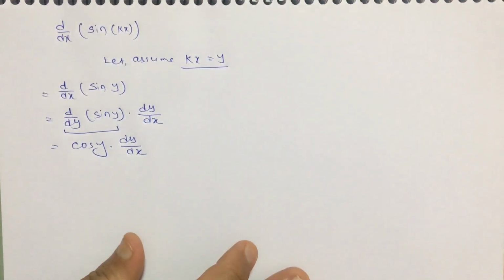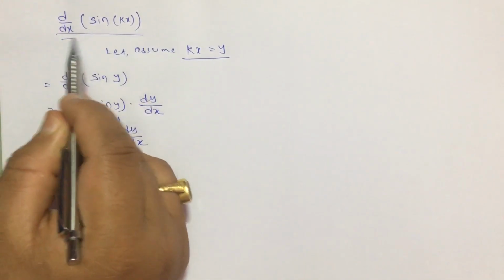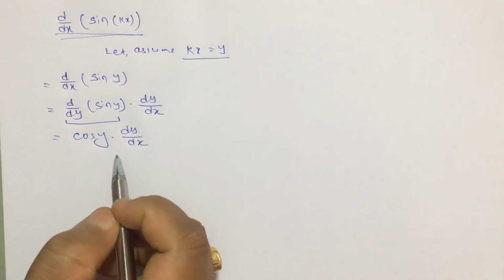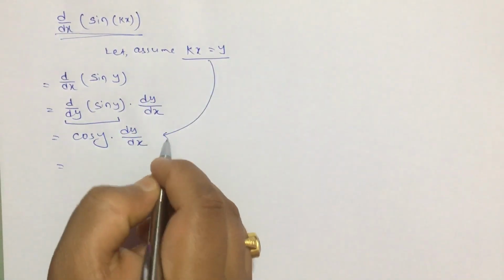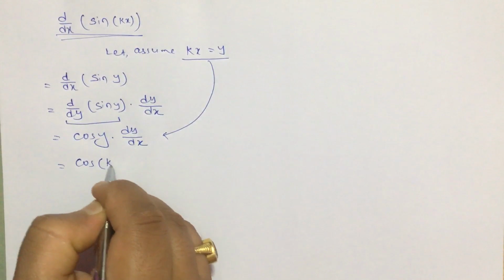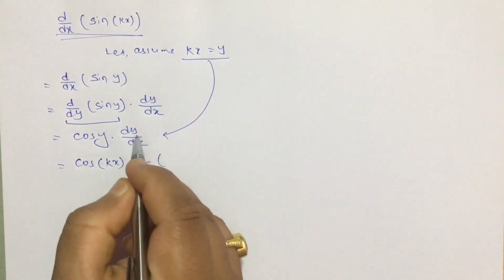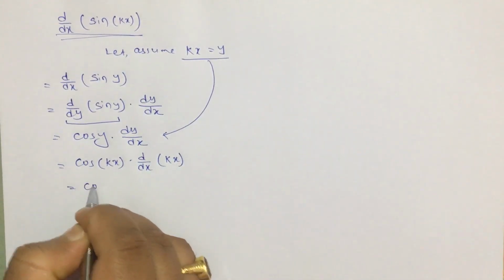But this is not the final answer. Why? Because y was not given in the question. We assumed y ourselves, so we have to eliminate the y term from the last answer. By putting these values here, what will we get? Cos, in place of y, I can write kx, into d by dx of y, meaning d by dx of kx.